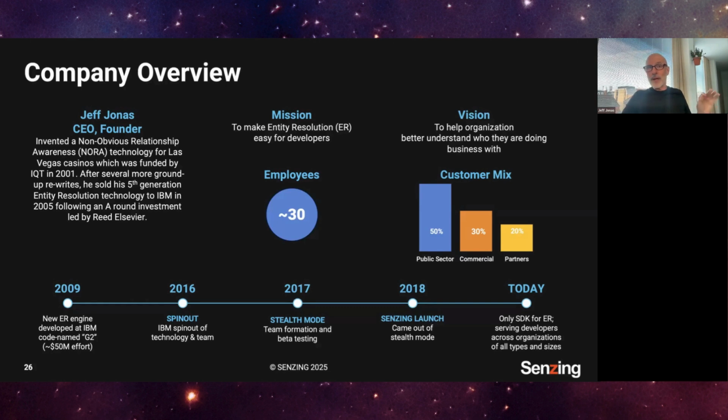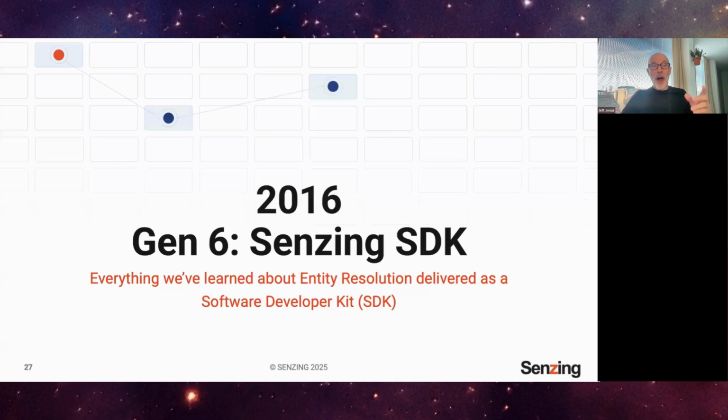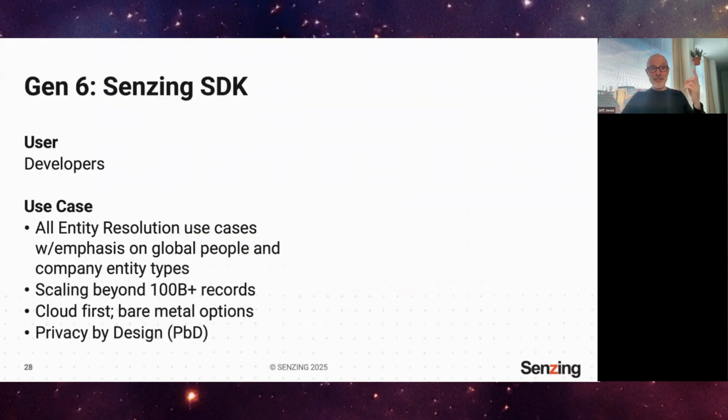We're about 30 people. Half our business is public sector government, and the other half is the biggest banks, biggest healthcare, and so on. Our entire purpose is to make entity resolution easy for developers, so people know who they're doing business with. And so about this Gen 6 engine, first of all, it's an SDK. Our emphasis in terms of use cases: people data and company data across languages, scaling beyond 100 billion records if you need it. So scale is not an issue for anyone.